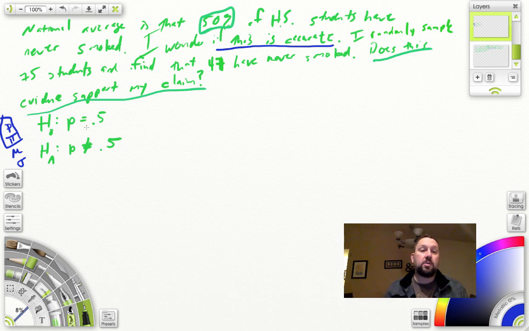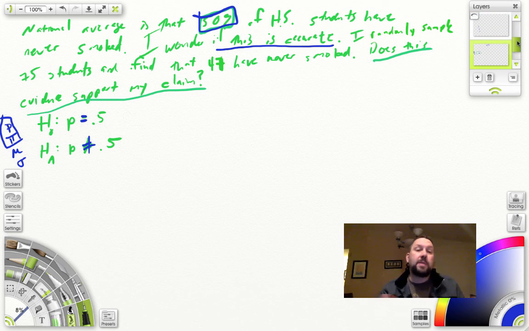My null hypothesis is always equals, and it's equal to 0.5 because that's what the claim is. They said the status quo, the national average, what it always has been is 0.5. And I'm wondering, is that accurate, or is it wrong? If it's wrong, then it would be not equal to 0.5. So I'm doing what's called a two-sided hypothesis test: one for greater than 0.5 or less than 0.5, because that's what it means to be not equal to. Could be too big, could be too small. All I know is it's just not equal to. So that's always step one: write your hypotheses.